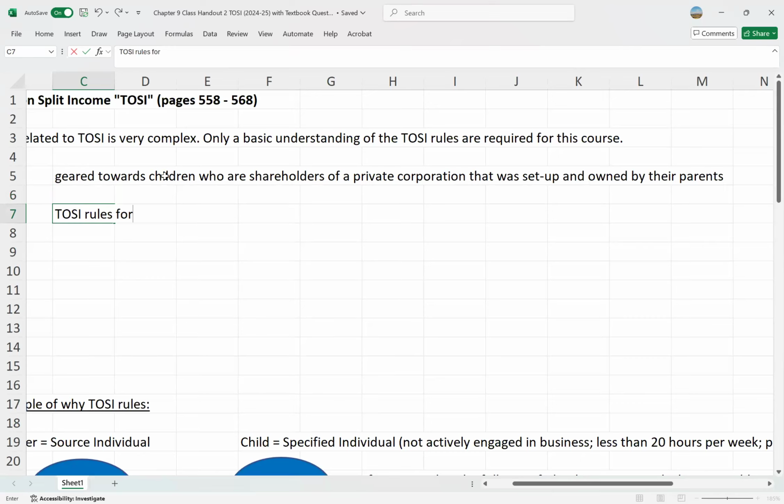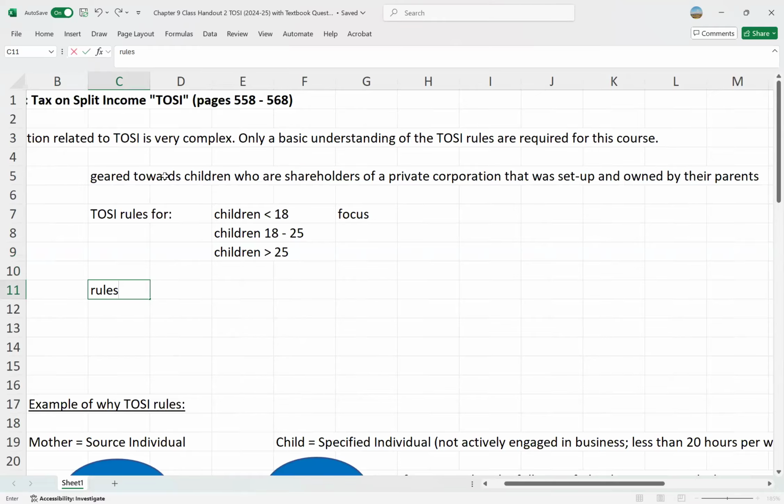Now there are TOSI rules for the following groups. Children that are under 18. This is going to be our focus. We're going to focus on this group here, but there are also separate rules for children between 18 and 25, and then separate rules for children that are greater than 25. When I say children, I'm referring to the parents being the ones that own the corporation, and the children just happen to also have some minority share ownership in the corporation as well.